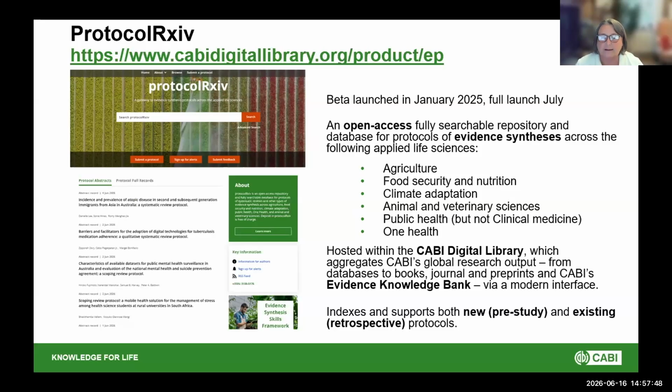It's hosted within the CABI Digital Library, so it sits alongside CABI's wider research content, including our databases and our primary content that we publish, and of course, the other evidence synthesis resources. And so it connects the protocols to our wider literature ecosystem. It indexes and supports both new, pre-study protocols, as well as retrospective protocols for studies that have been completed, through a number of functionalities which I'm going to describe.